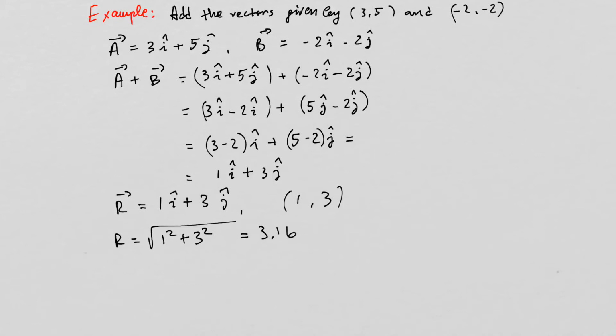3.16. And I also can find the orientation of this vector in space by calculating the inverse tangent of the y component divided by the x component. So theta is equal to the inverse tangent of 3 divided by 1. And that is equal to 71.6 degrees with respect to the positive x-axis.